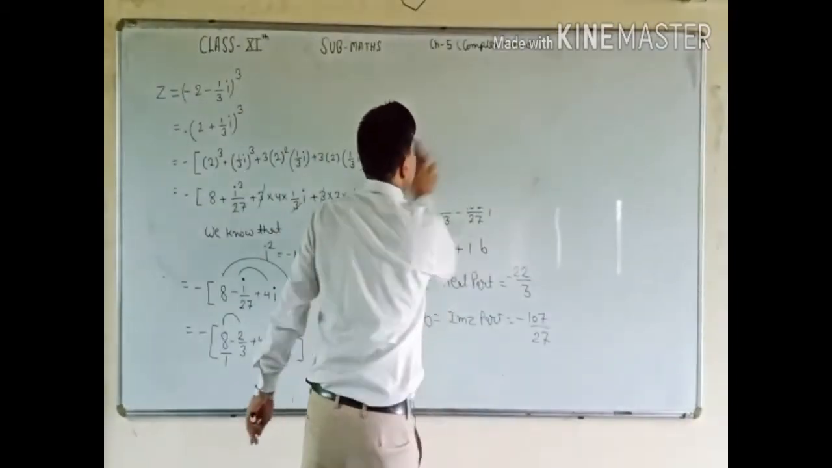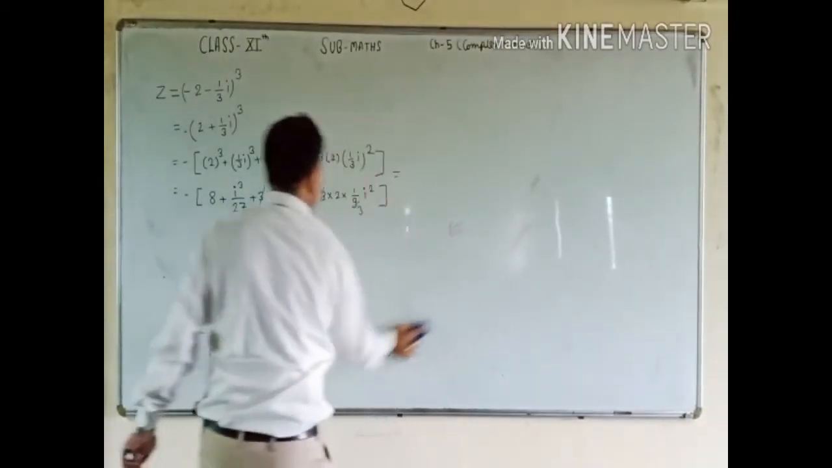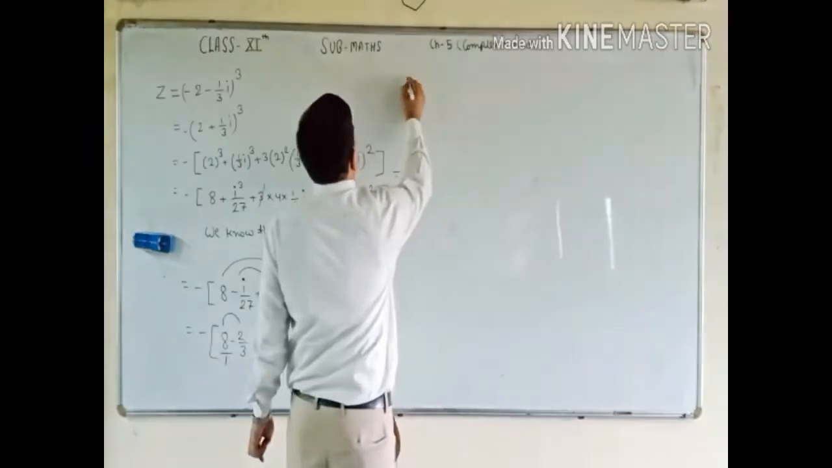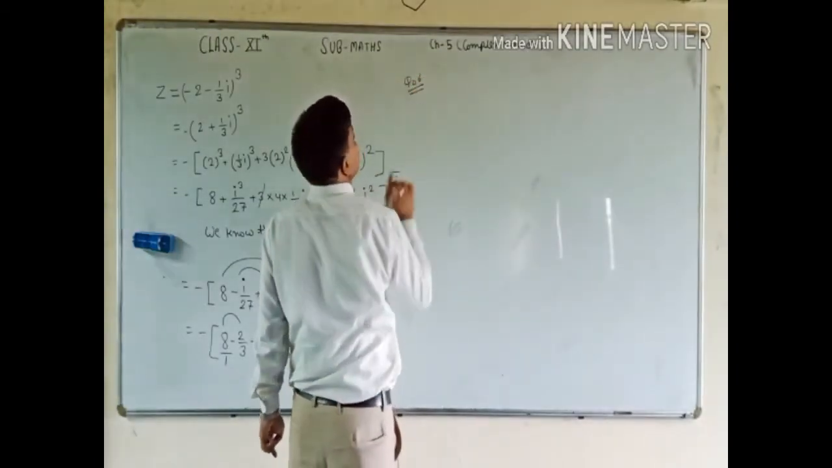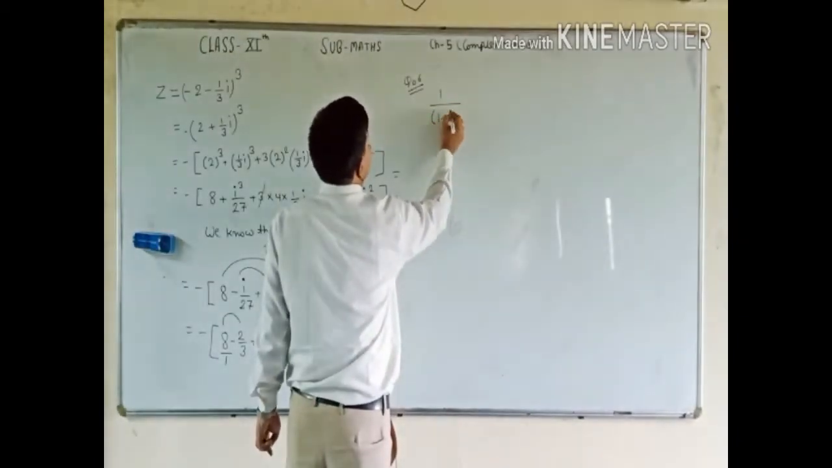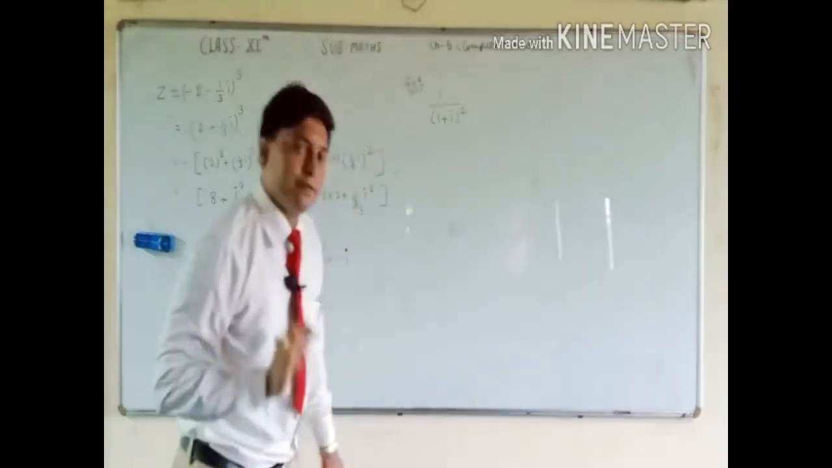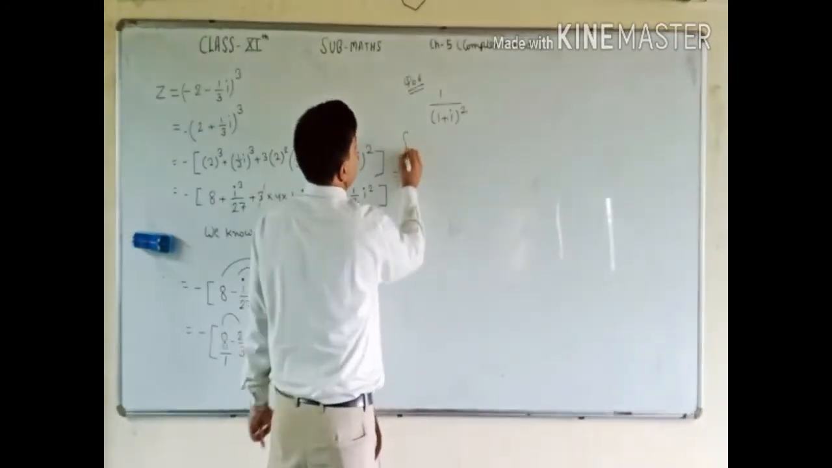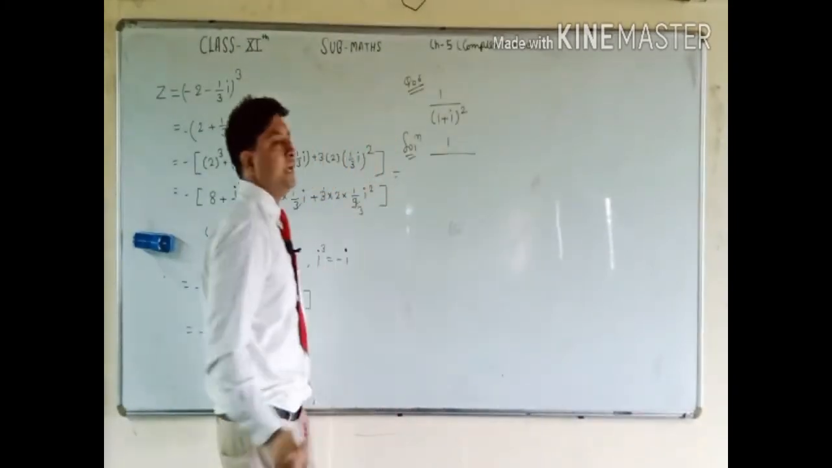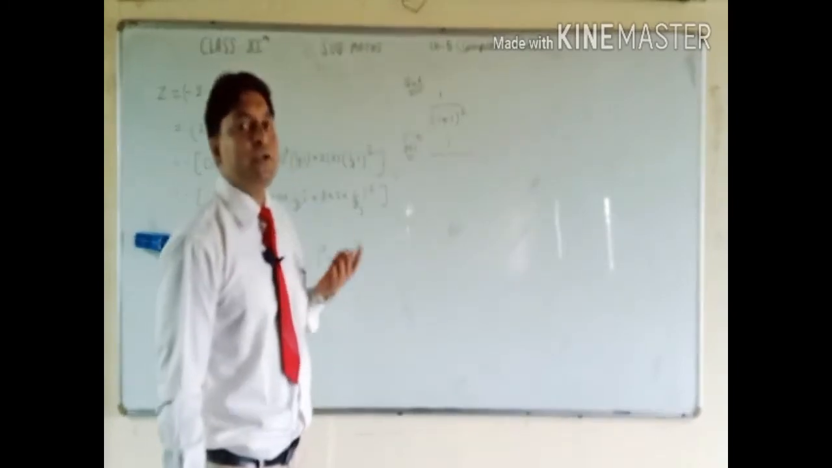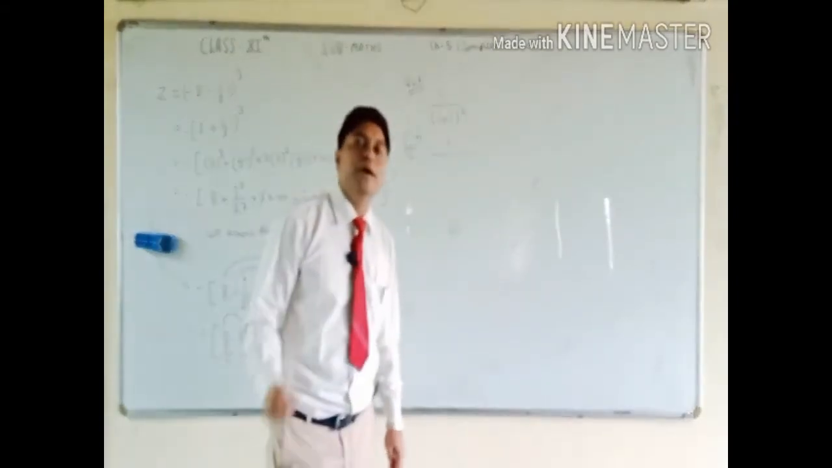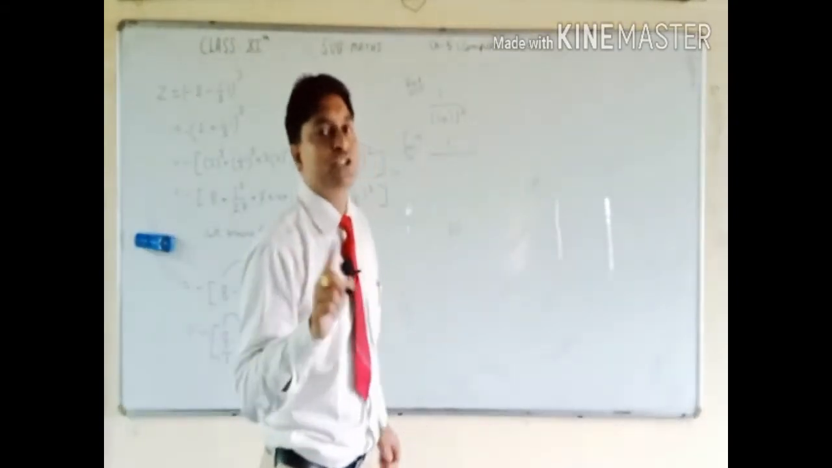This is very important question of exercise 5.1. Now the next question of exercise 5.1 is solve in the form of a plus iota b. So question number 6 is solve in the form of a plus iota b. The question is 1 upon (1 plus iota) whole square. Okay students, now let us start with solution. The solution is, this is in the form of a plus b whole square. And we know that what is the expression of a plus b whole square? A plus b whole square is equal to a square plus b square plus 2ab.